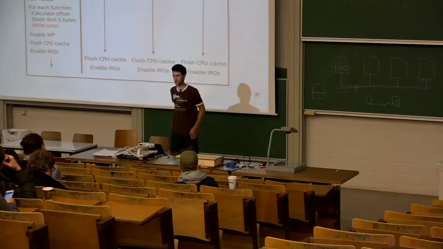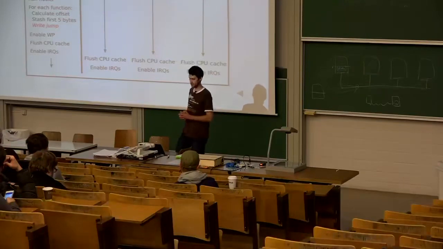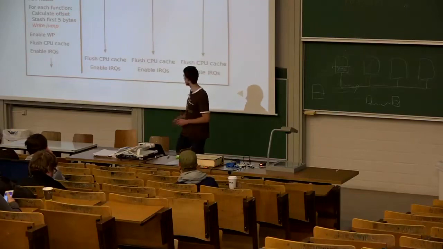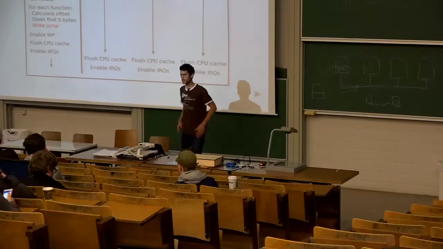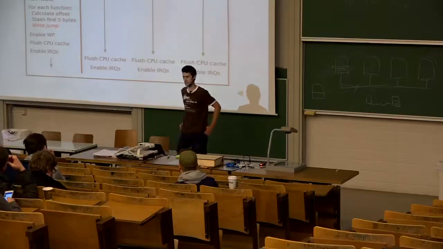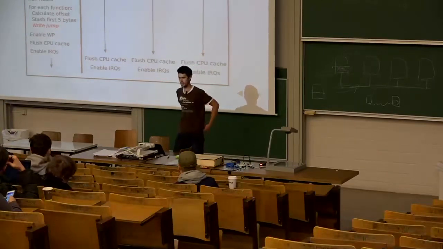After all the functions are done, we re-enable write protection, flush the CPU cache because we've modified the executable code, and re-enable interrupts. This then signals to the slaves that the patching is complete, and they do the same. So this whole process usually takes just a few microseconds, so it doesn't really interrupt the system at all. Scheduling latency is usually more than that.